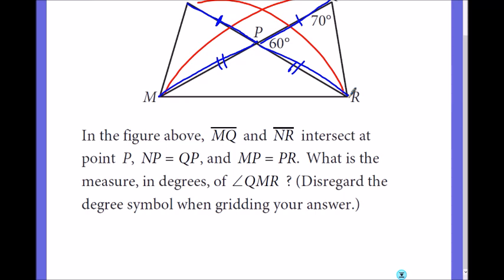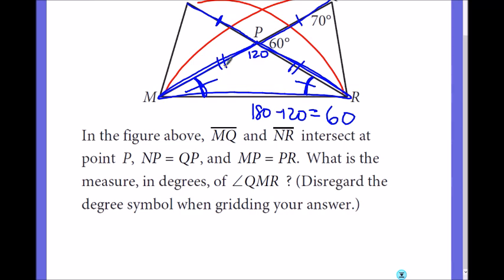Now, what's the measure of angle QMR? I'm looking for this. If this is 60, they are a linear pair and add up to 180, so this is 120. Just look at this triangle. Since these two sides are equal, it's an isosceles triangle, meaning these two angles are the same. If this is 120, 180 minus 120 gives us 60, which is the sum of these two. Those two must be equal because it's an isosceles triangle, so when you divide by 2, you get 30 degrees.